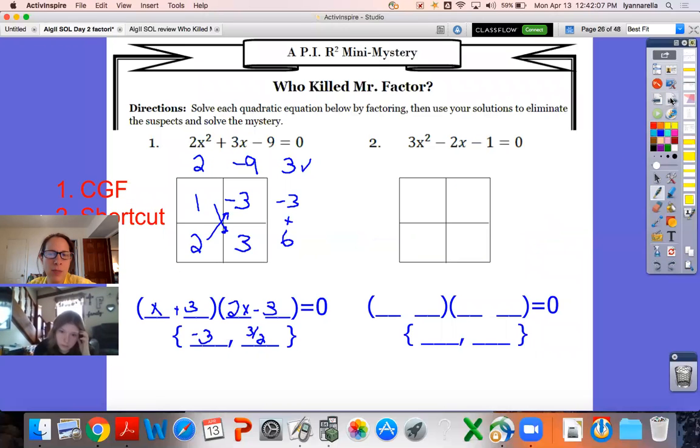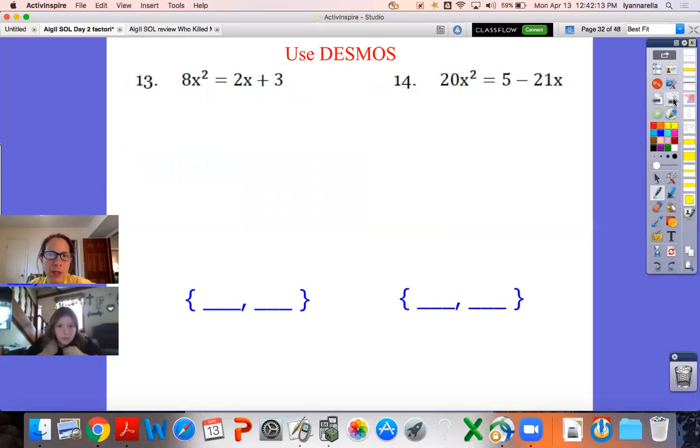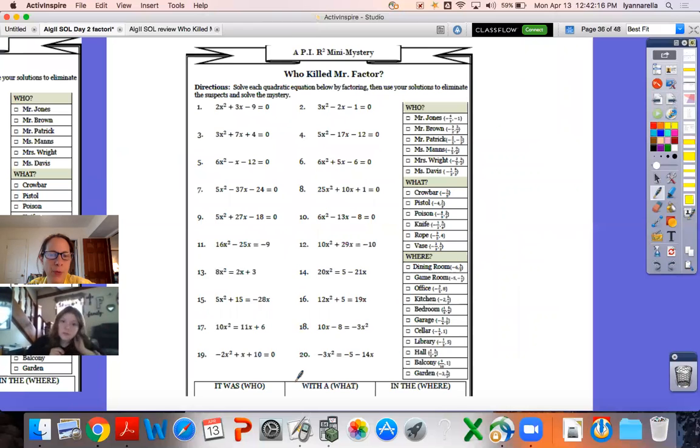So do you see what I did? I did one using factor box, and then I did the other using Desmos. And when you get to all 20 of these, you're going to come up with a who, what, and a where based on which one of these wheres is not checked, which one of these whats is not checked, and which one of these whos is not checked.